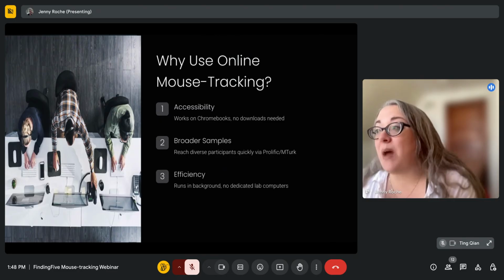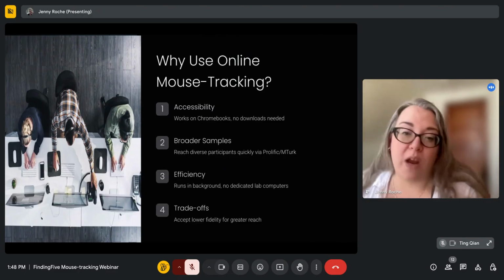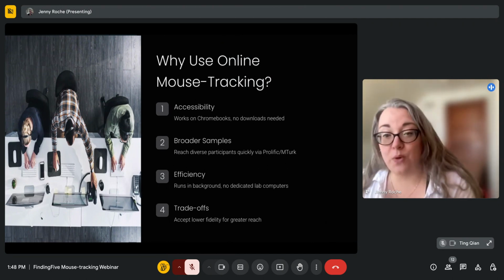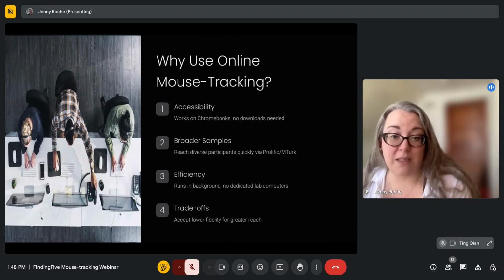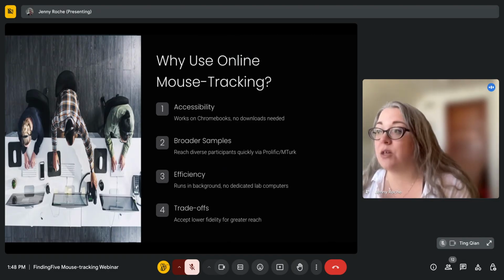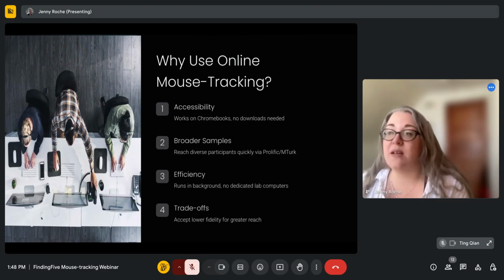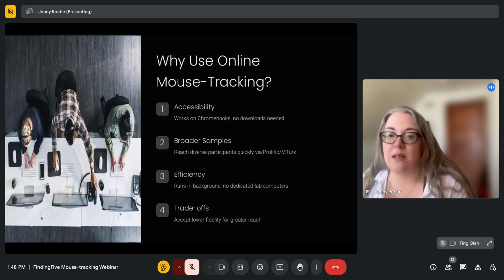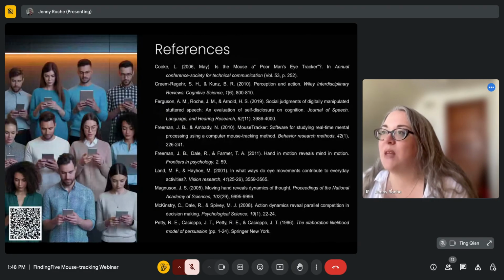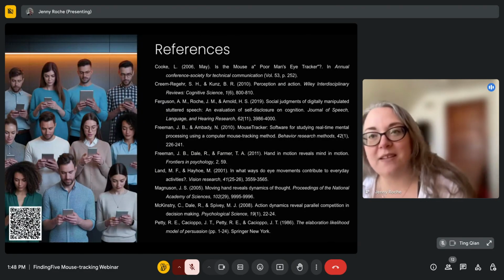And efficiency, it runs in the background. No dedicated lab computers are needed. This has been great for my doc students, who normally would be in the program an extra year collecting data if it weren't for online data collection. But there are trade-offs because the fidelity is a little bit lower for online mouse tracking. But if you're collecting more data, then you'll be a little bit more resistant to some of the issues associated with that. Okay, and that's it.